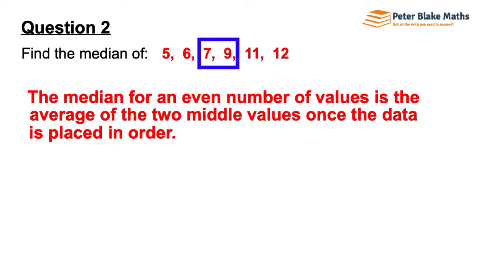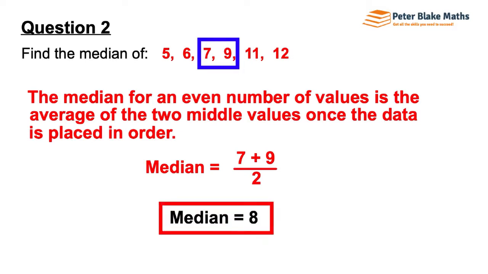So the 7 and the 9 are where we look to find our median, and it's about taking the average of those two. Now the average of some numbers is add them up and divide by how many there are. So the median can be found by doing 7 plus 9, we add the two middle values together and divide by 2. So we get 16 on the top, divided by 2, and our final answer is a median of 8.